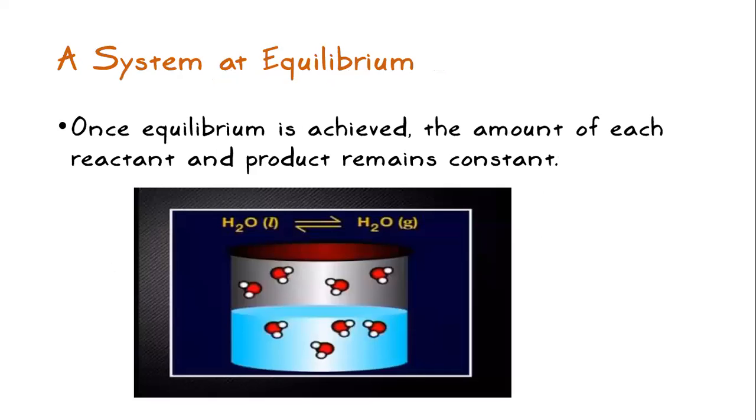So we gave an example. Here we have a closed system where we are heating water in a pressure cooker. So nothing is allowed to go out, nothing is allowed to enter in. So what happens is that the water in the liquid state is converted to vapor. And at equilibrium, you see that the amount of reactant and product remains constant.